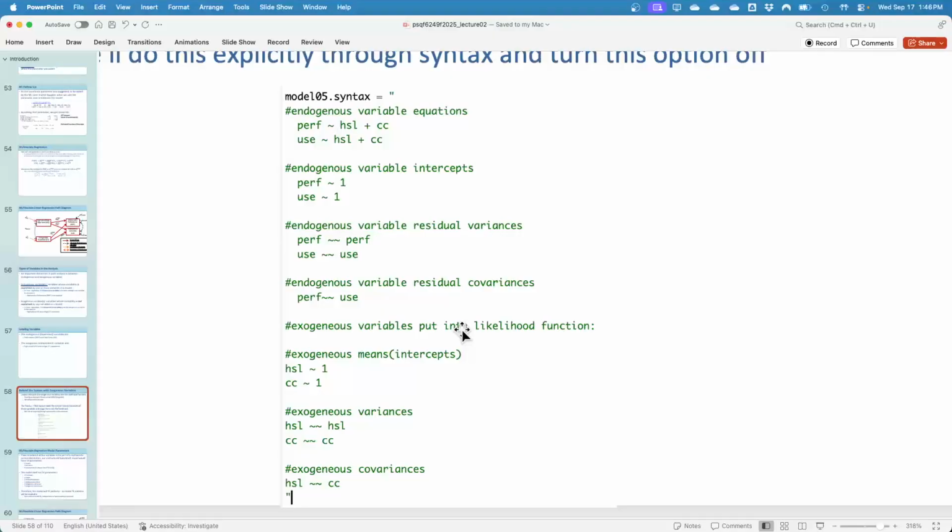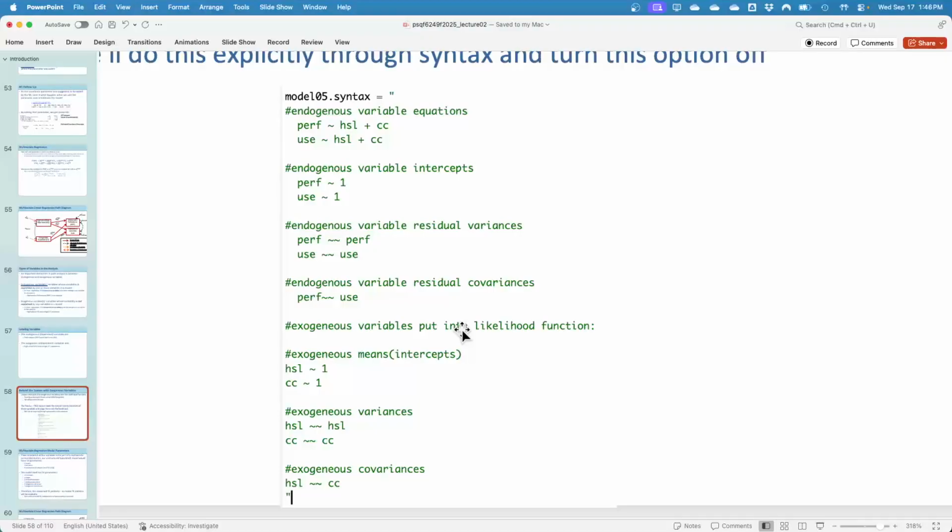Here, we put in our exogenous variables with just their intercept. Right? When we don't predict them, the intercept becomes their mean. So that's the mean. We have the variances of each of those exogenous variables. These are not residual because we're not predicting them. And we have the covariance. And again, that's not residual. It just happens to be.